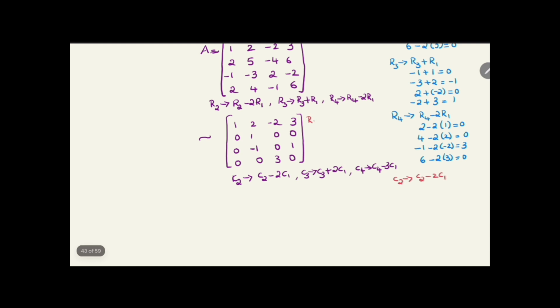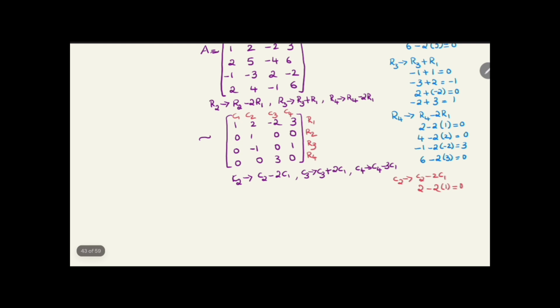Here this is R1, R2. For your reference I am writing here so that the confusion will be avoided. C1, C2, C3 and C4. Okay, so C2 implies C2 minus 2C1. So what is the first element of C2? It is 2 minus 2 into first element of C1 is 1. So 2 minus 2 is 0.